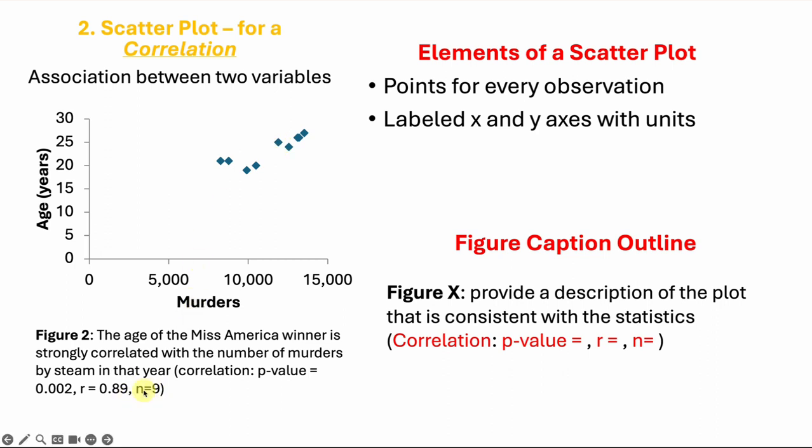And then, of course, we have our N, which is the number of observations. And that's all the information that we can gather from a scatter plot when we're doing this for a correlation analysis. So one common mistake I saw was people looking for means here. There are no means in this situation. We're just looking at two variables and seeing if there is an association between the two variables.